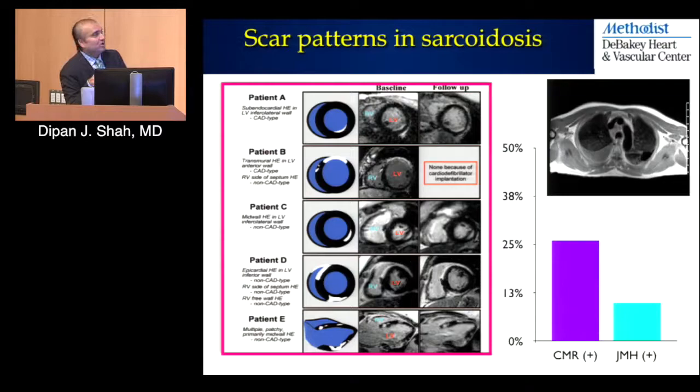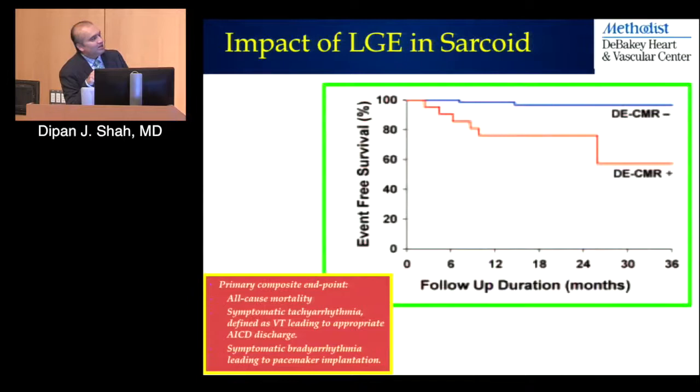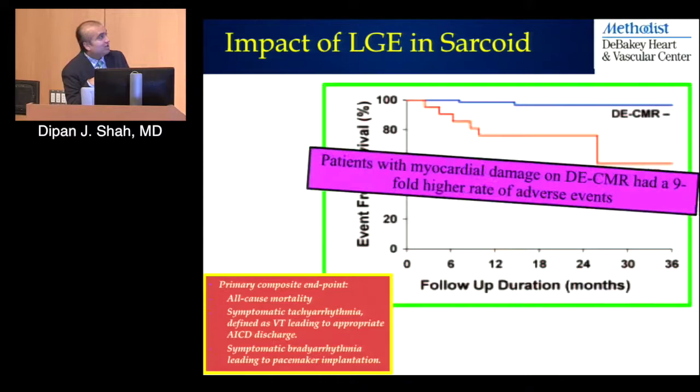And when you look at prognosis, and again, these are patients with known extracardiac sarcoidosis, the presence of any hyperenhancement by CMR is associated with a much worse outcome than those who don't have evidence of cardiac involvement based on CMR. And then let me wrap up here.